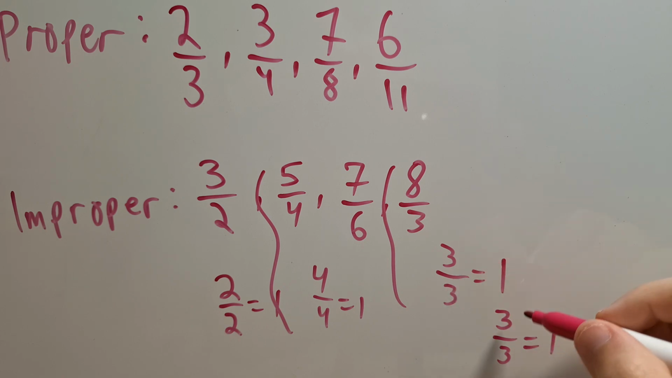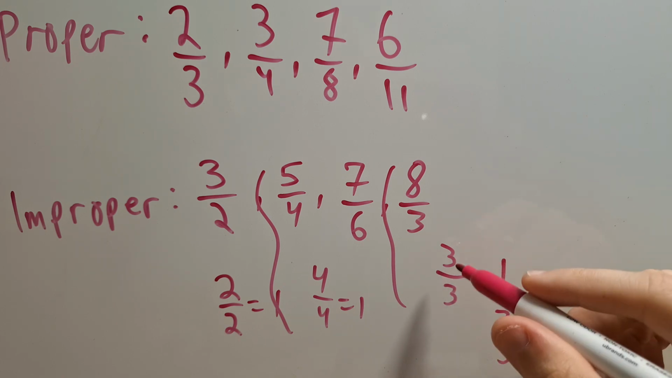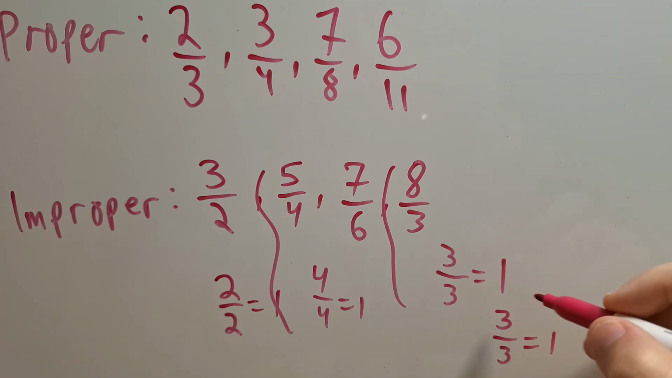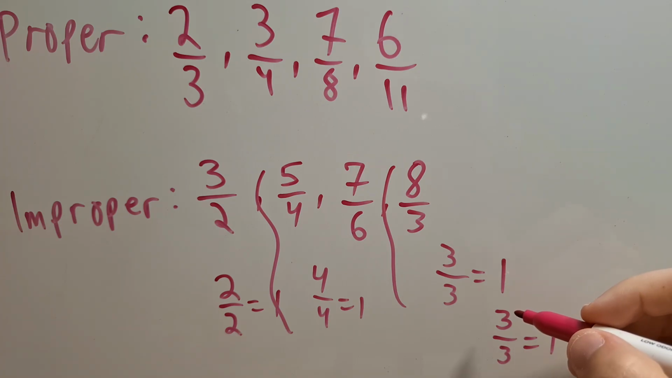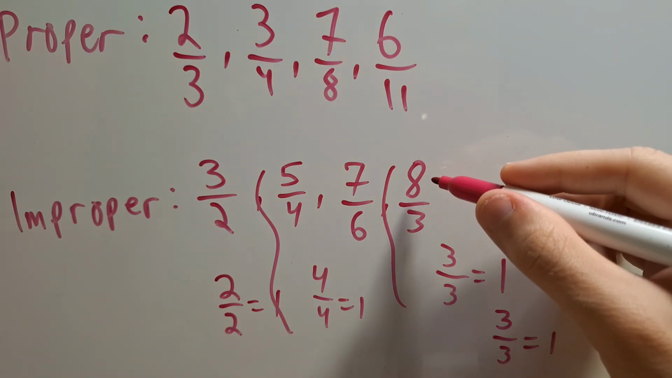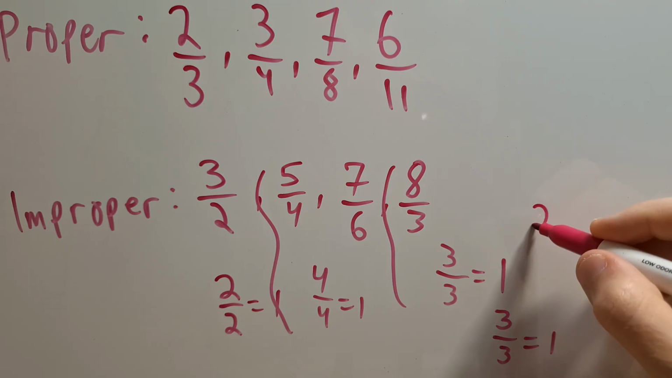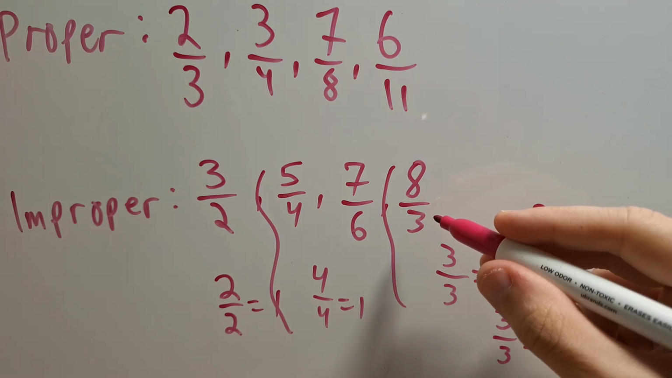So if I take 6, meaning I've got 3/3 here and 3/3 here, that's 2 whole sets of 3, or 6. If I take 6 away from 8, I've got 2/3. So I've got 2 whole sets of 3 and 2/3 remaining. That will give me 8/3.